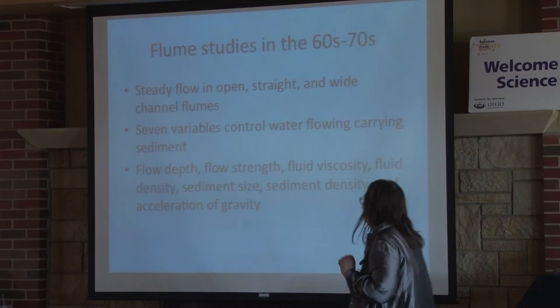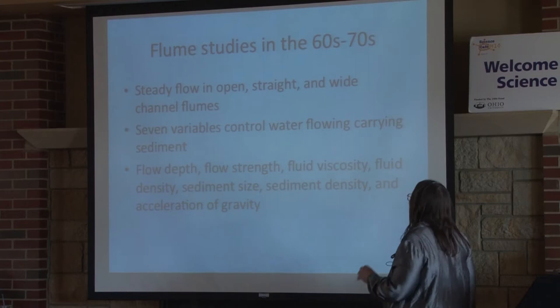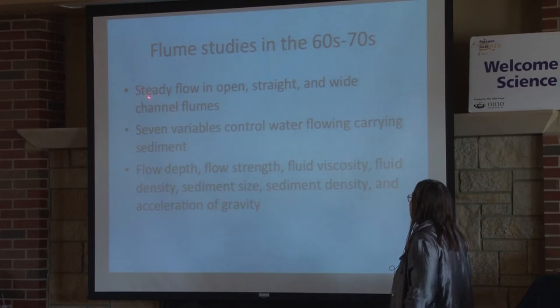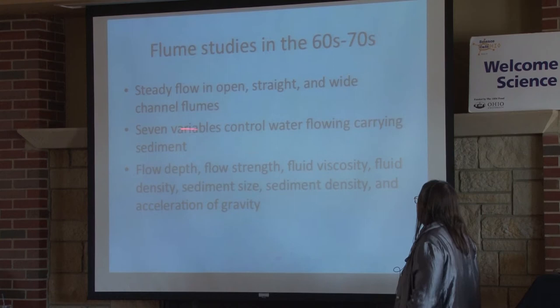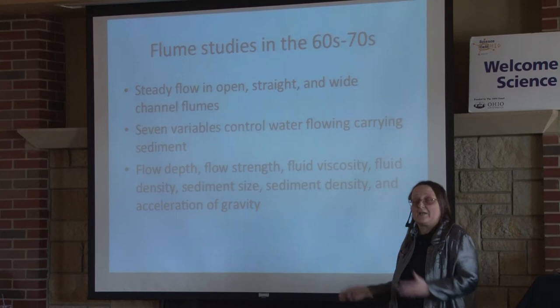So let me tell you how we know all this and give you the chemists and the physicists a little bit more detail here, okay? They studied this in flumes in labs back in the 60s and 70s. They really got into this. And so they looked at different variables. So they worried about steady flow to control this, open, straight, and wide flumes. And they looked at seven variables that would control water flowing and carrying these sediments or pushing them along.